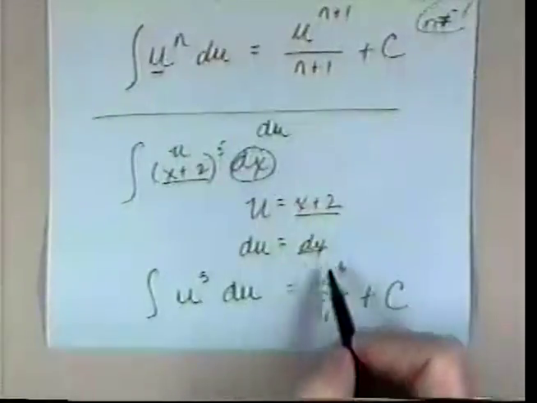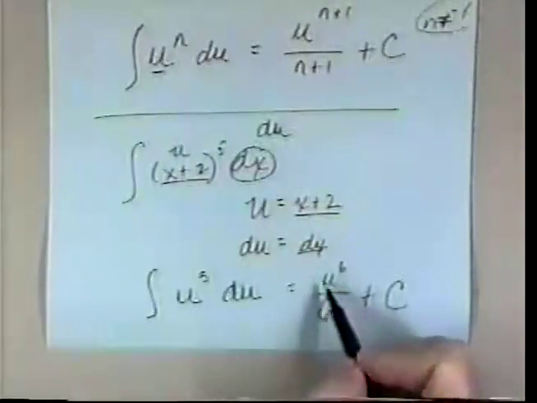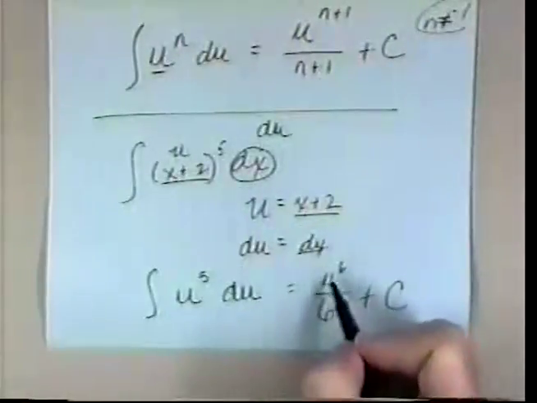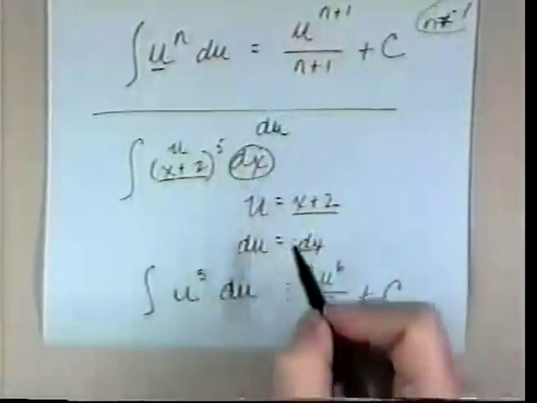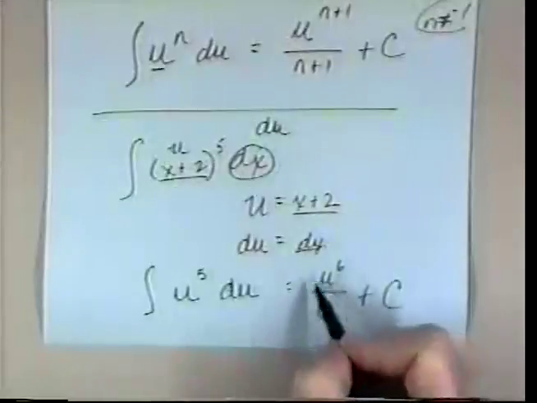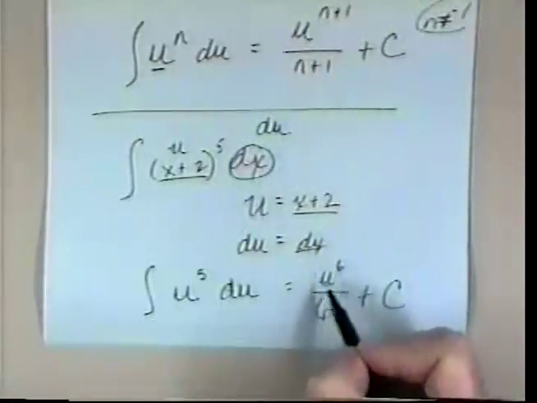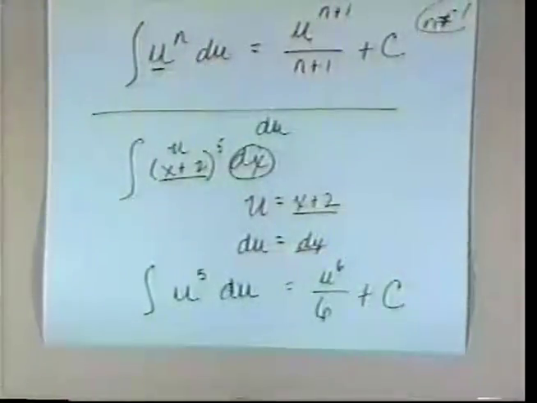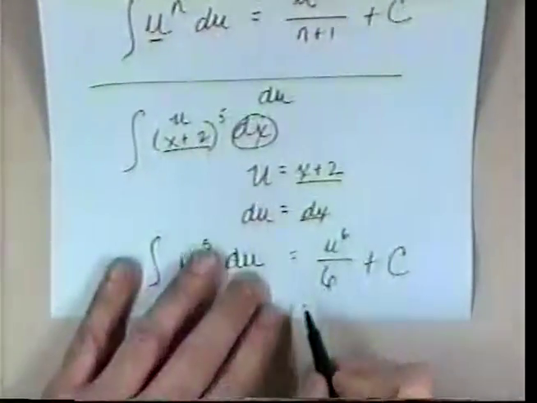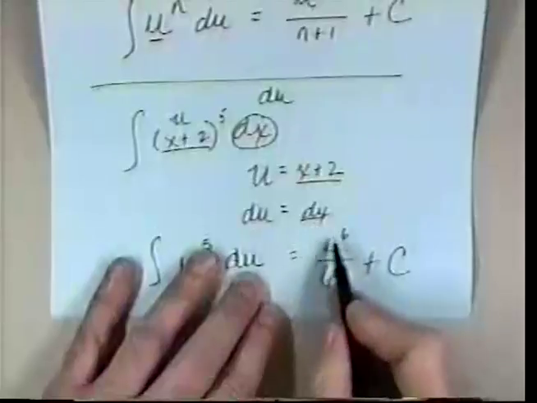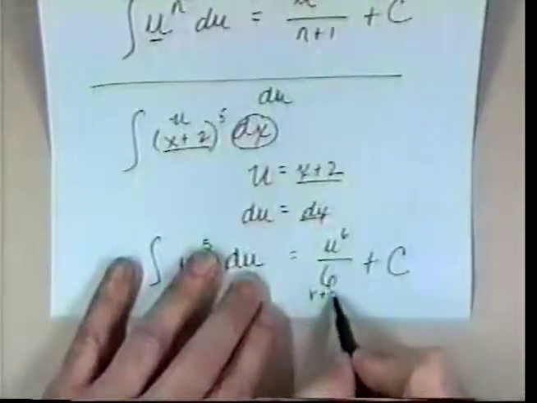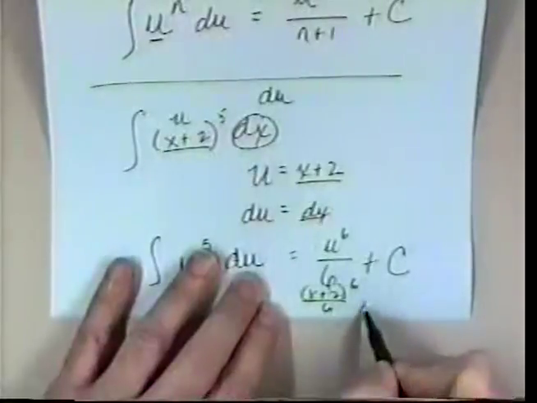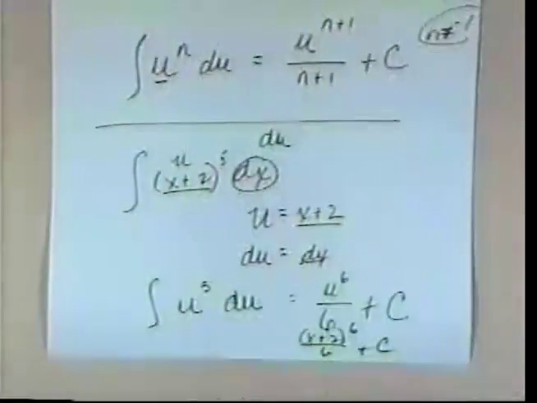Now, we're not quite through with this because we're not taking the derivative. The original problem was not in terms of u. We translated it into u so that we could easily manipulate the problem. Now we've got to translate it back into x. So I'm going to write it down here on the bottom. The final answer: I'm just taking out the u and putting in x plus 2. X plus 2, to the 6th, over 6, plus a constant.